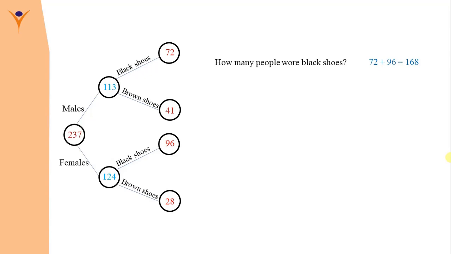Okay, the second question says how many people wore brown shoes. Now, to know the number of people who wore brown shoes, you go and check the tree. For brown shoes, male, we have 41. Brown shoes, female, we have 28. Therefore, the total people who wore brown shoes will be 41 plus 28, and that equals 69.